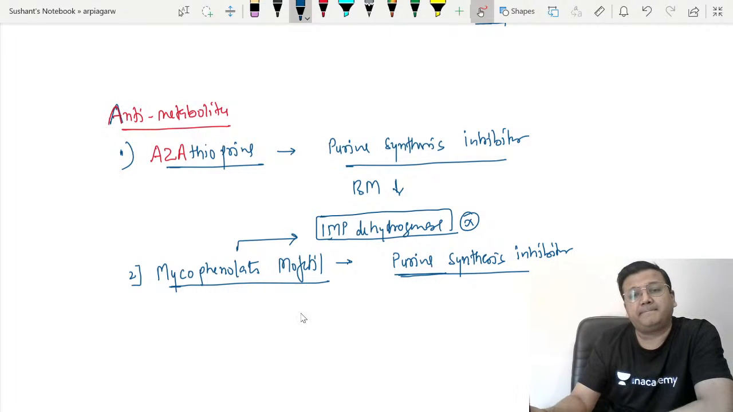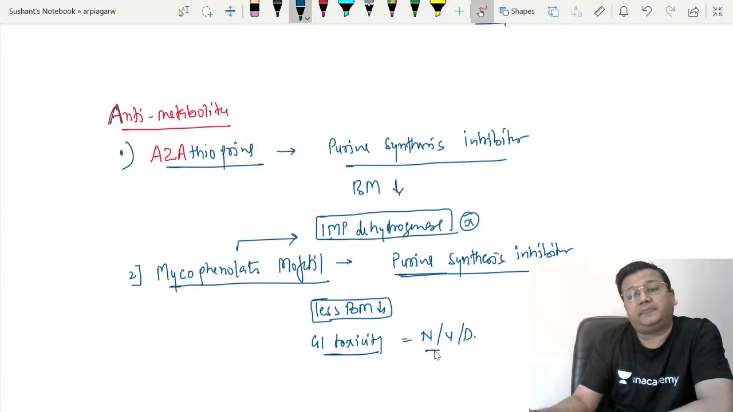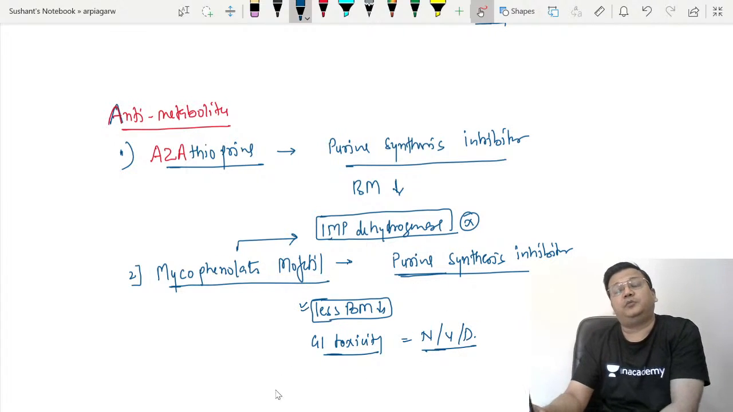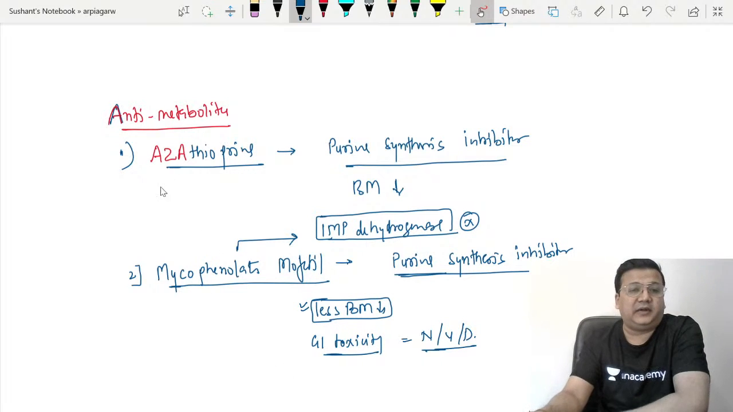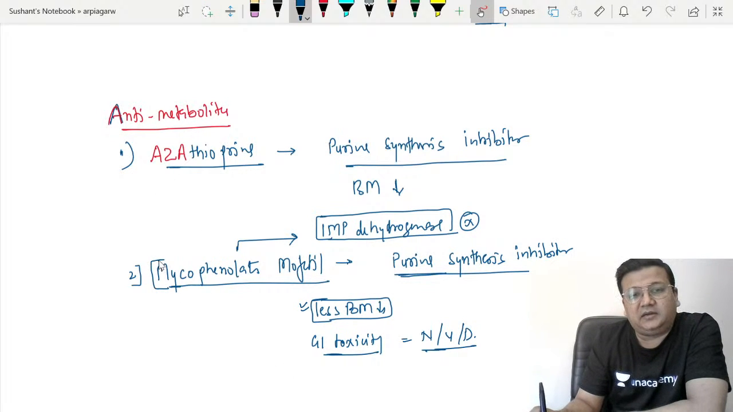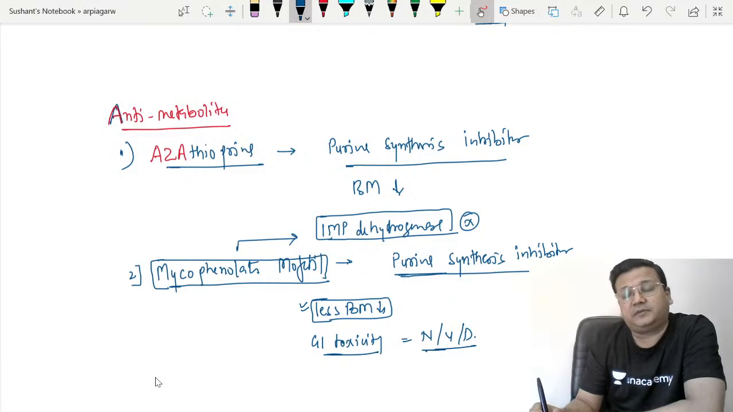Mycophenolate mofetil, you have to remember, will cause less bone marrow suppression than azathioprine. That is its advantage. Its main problem is GI toxicity. It is going to cause nausea, vomiting and diarrhea. So less bone marrow suppression is seen with mycophenolate. That is why it is more popular today in immunosuppression than azathioprine.